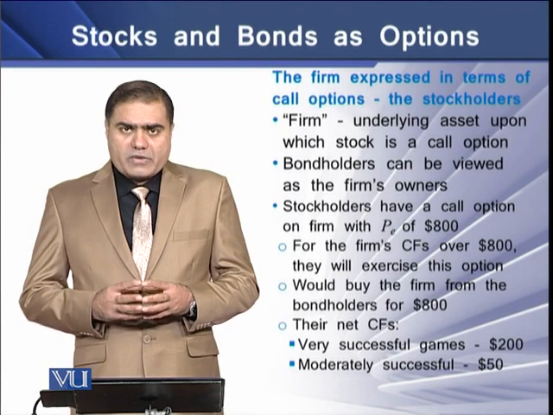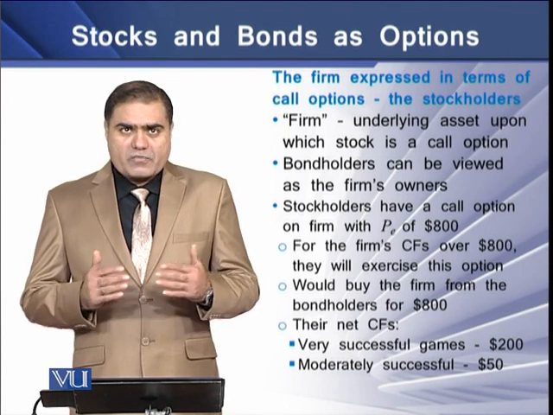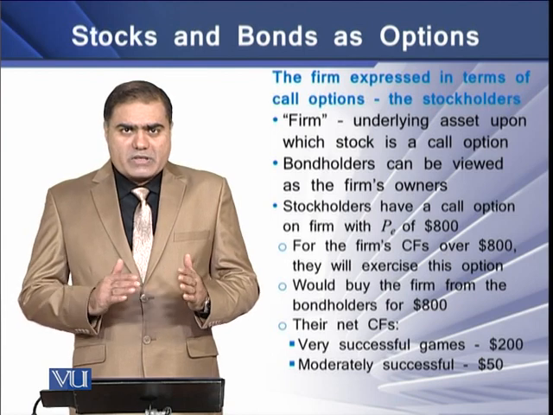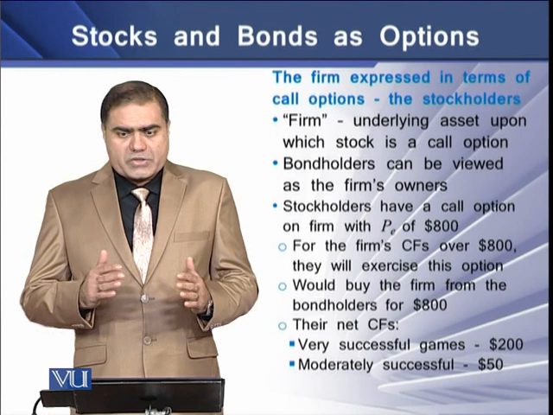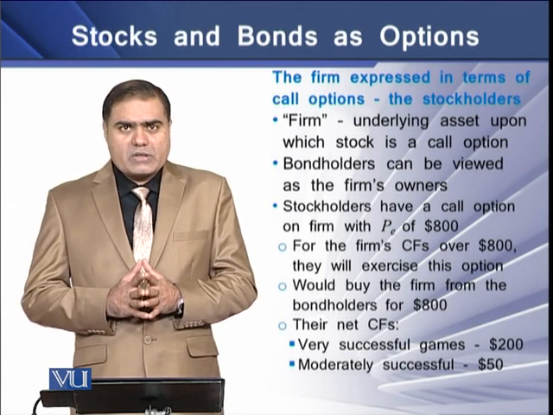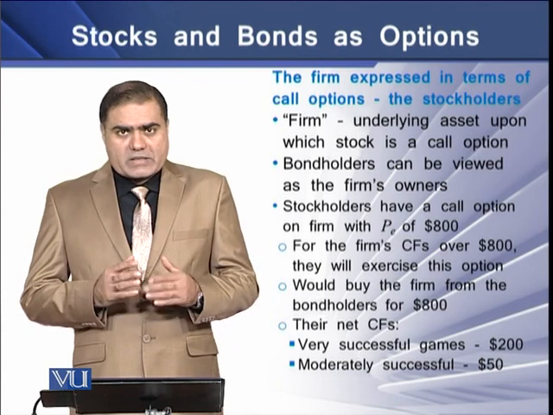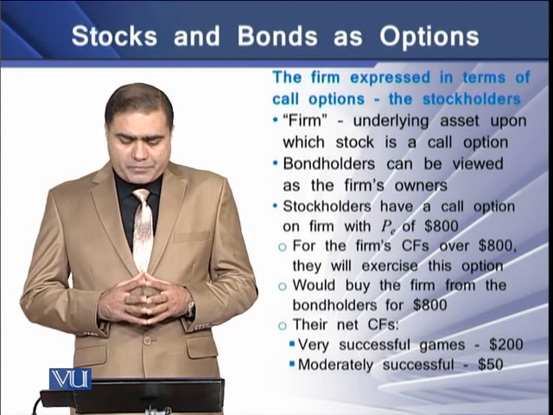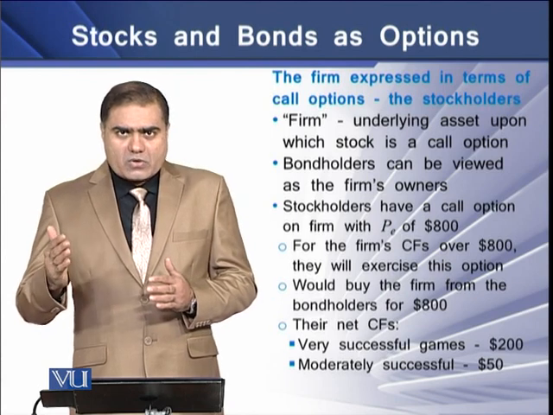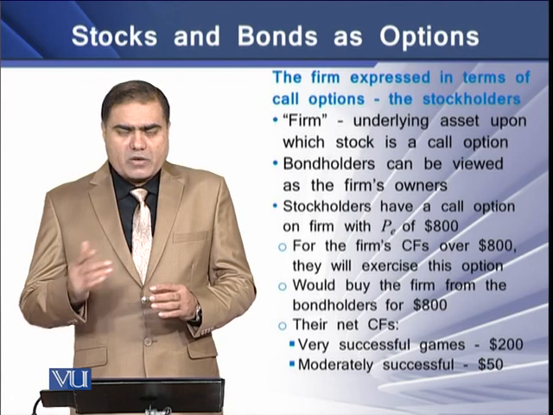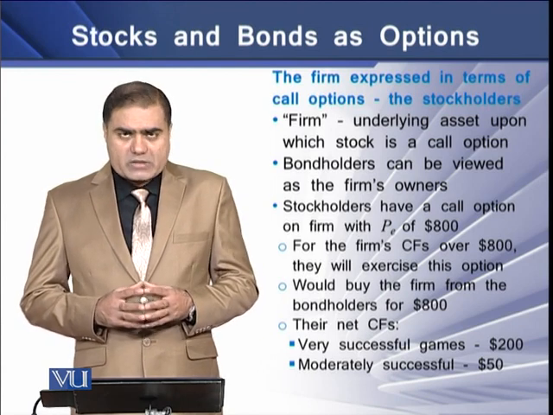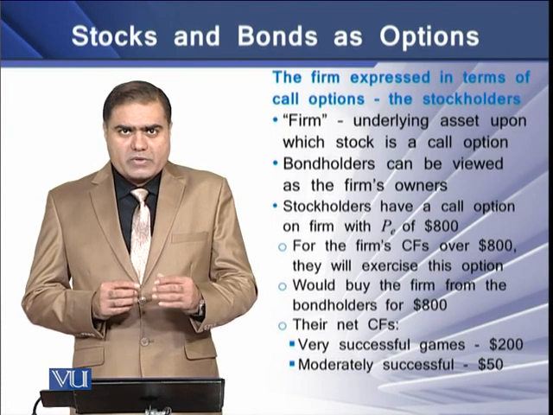Now, let's discuss if the firm is expressed in terms of a call option, what would the position of stockholders be? The firm is treated as the underlying asset in our example, upon which the stock is treated as a call option. The bondholders can be viewed as the firm's owners, and the stockholders have a call option on the firm with the exercise price of $800. For cash flows over $800, the excess amount will be given to the stockholders as they exercise their option. They would buy this firm from the bondholders against the repayment of $800.